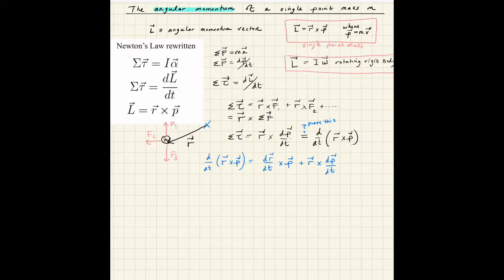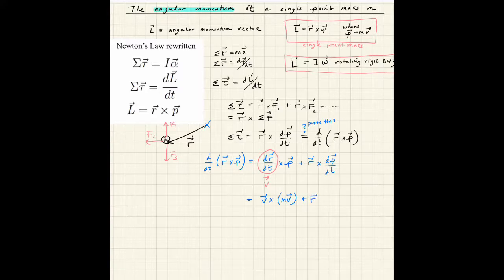And I'm going to notice that this is how the r vector changes with time. Of course, another name for that is the velocity. And I'm going to go ahead and rewrite the right-hand side here as v cross. And just to make a point, I'm going to rewrite p. We know that it's m times v. I'm going to rewrite p in here.